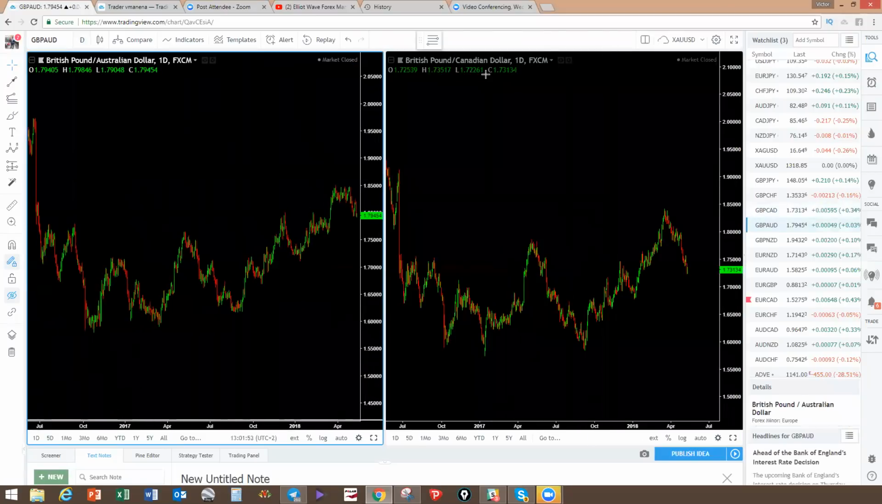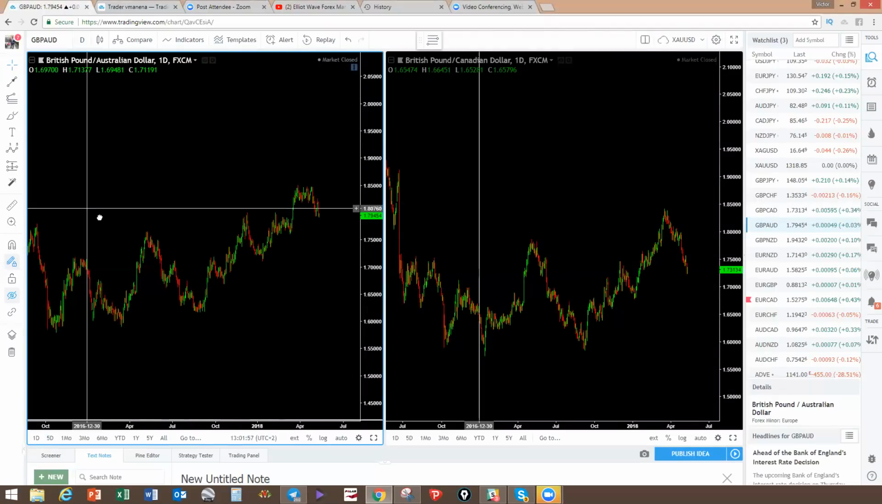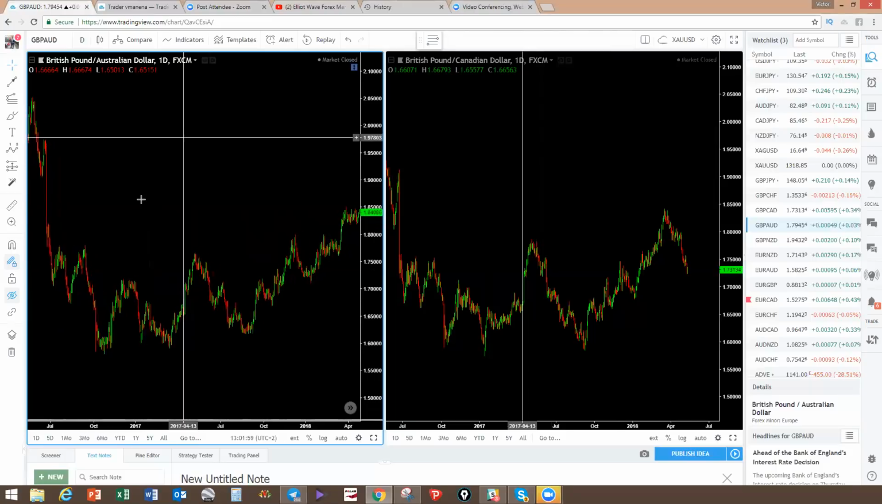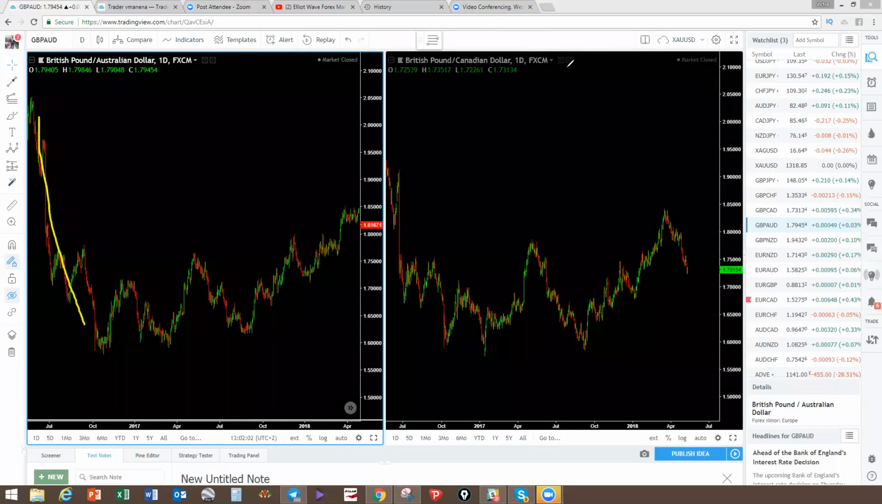So if you look at the structure for pound AUD on the left hand side, we had this pulsing move from the top. After that pulsing move, we had this correction 1, 2, 3. This move we traded last year, around April, July.